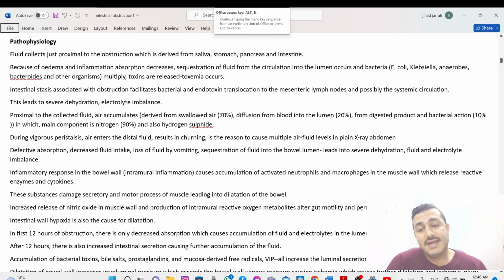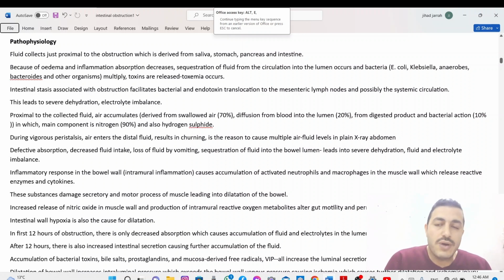Fluid comes, as I said, either from the upper GI proximal to the site of obstruction, or it also comes from the circulation itself, fluid from circulation to the intraluminal space. This will lead to dehydration and electrolyte imbalance. And later on, air starts to accumulate.